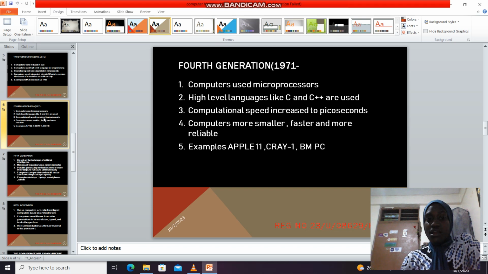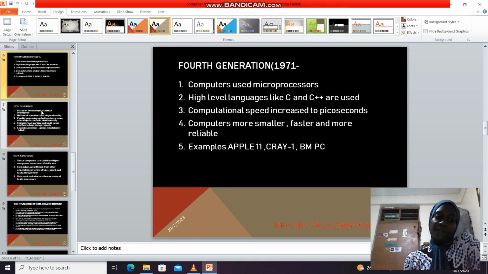The computational speed increased to picoseconds. You can see the progress. Computers were smaller, faster, and more reliable. Examples of these computers are the Apple II, the Cray 1, and the IBM PC, the tablets, and among others.